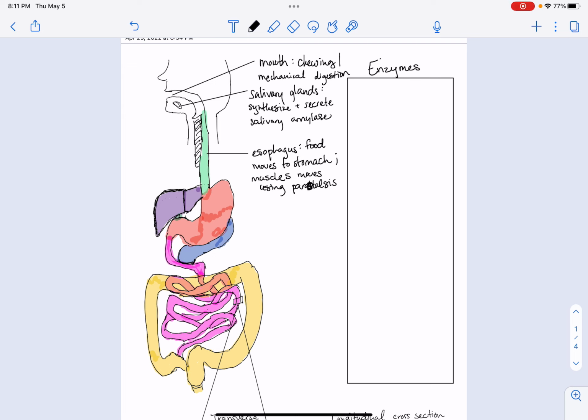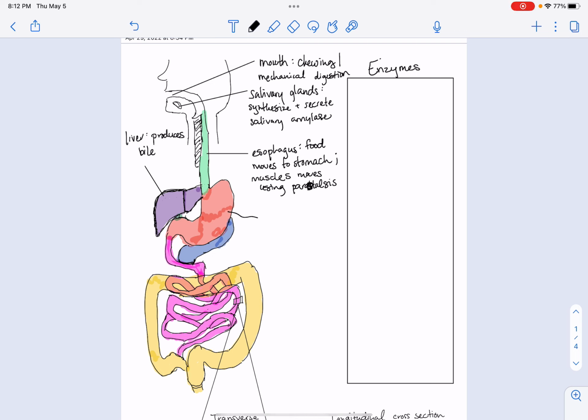Okay, cool. Next one is this purple guy. What is the purple guy? The purple guy is the liver. You're so great at this. Liver, what's the function of the liver? It produces bile. And bile is important for lipid digestion.